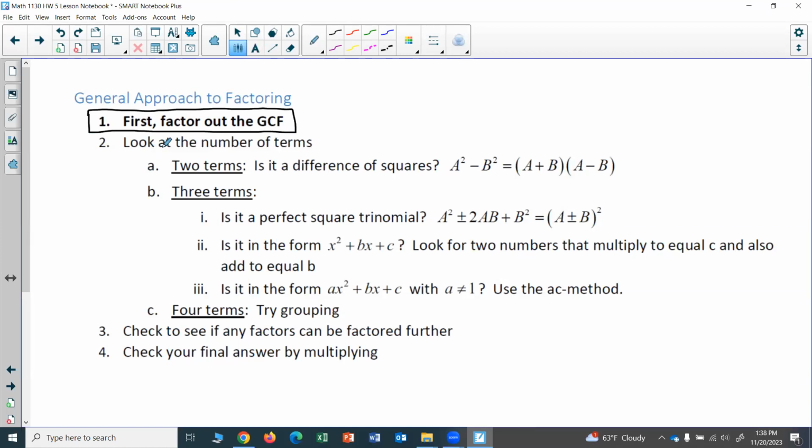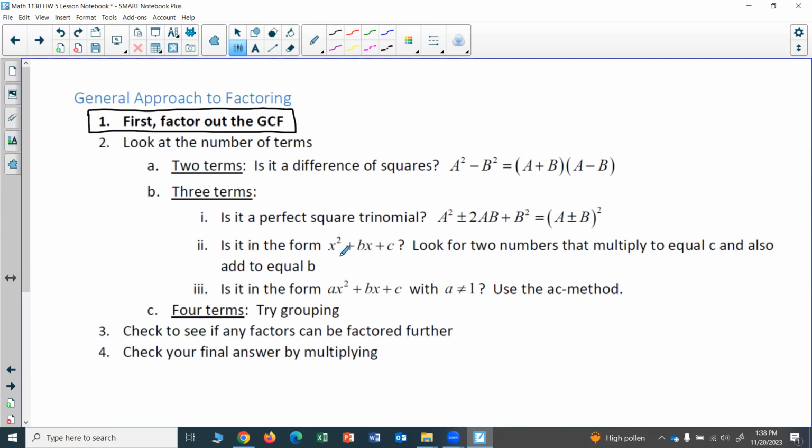Once you factor out the GCF, then you look at the number of terms. If there's two terms, you look at whether it's a difference of squares, so a squared minus b squared, which would factor as a plus b times a minus b. If there's three terms, first you decide, is it a perfect square trinomial? A squared plus or minus 2ab plus b squared would factor as a plus or minus b quantity squared.